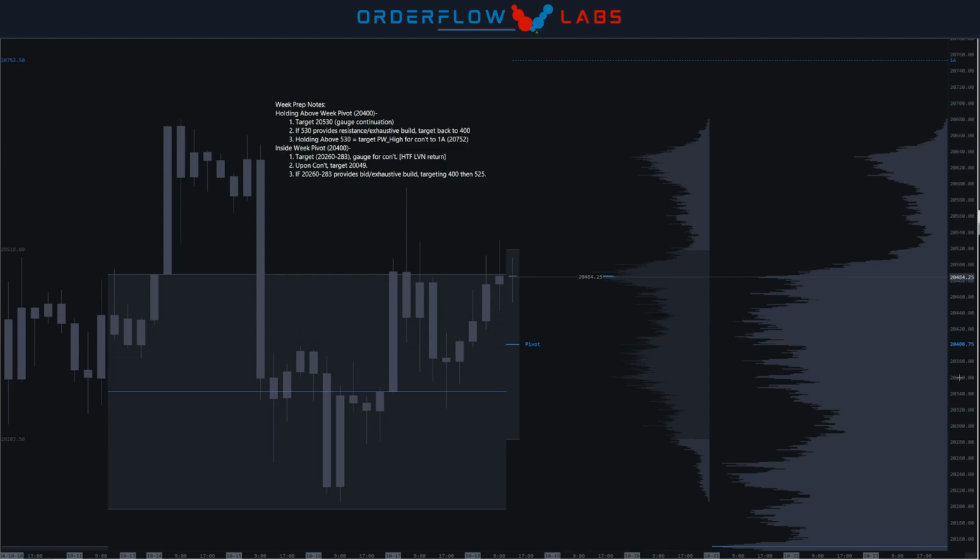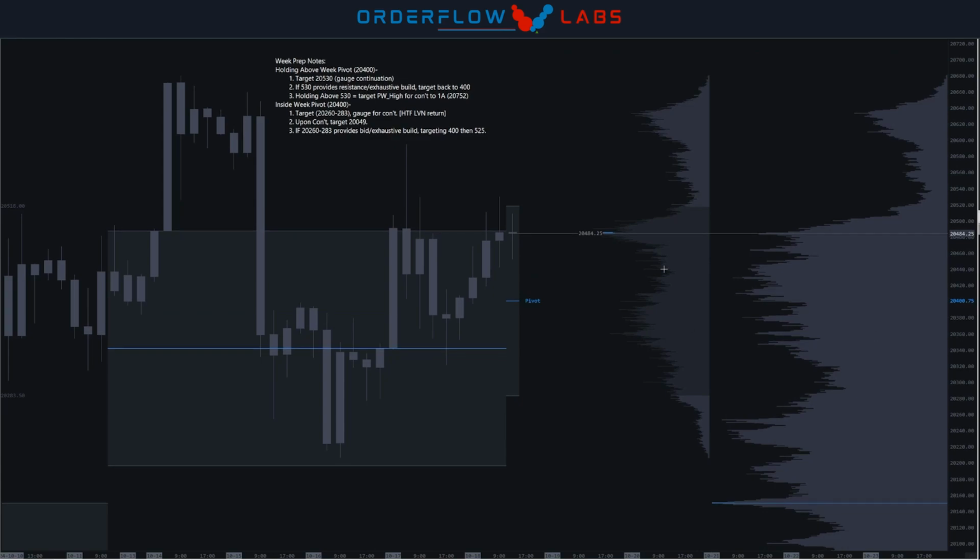But if we do auction inside of 20,400, then I want to start targeting the 260s. So right down here from last week's profile, this little LVN, potential for a high time frame LVN return, not the cleanest. If we push down to that, I'm going to need to see some sort of V up and out in order to gauge risk against an intraday exhaustive node.